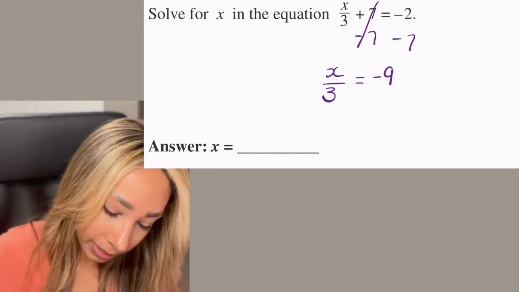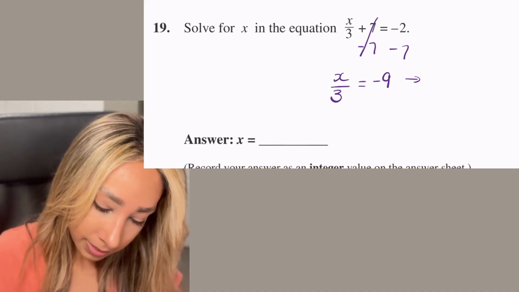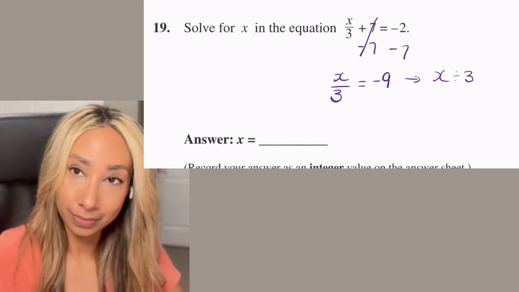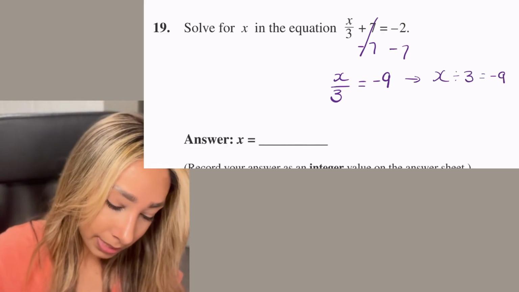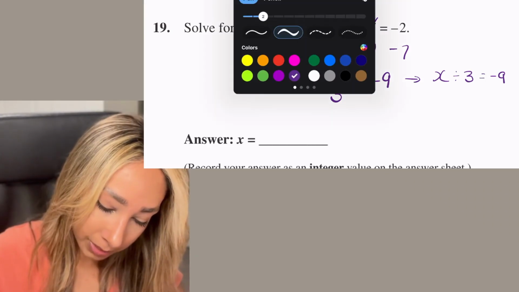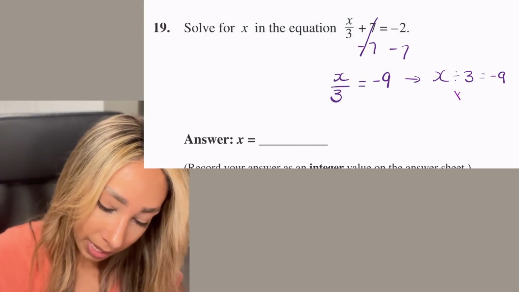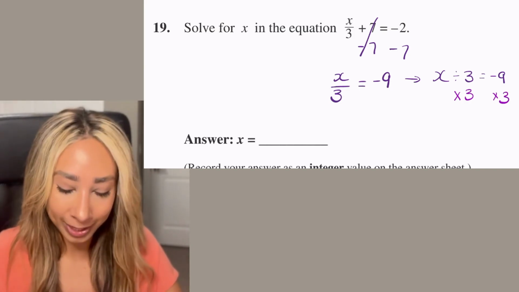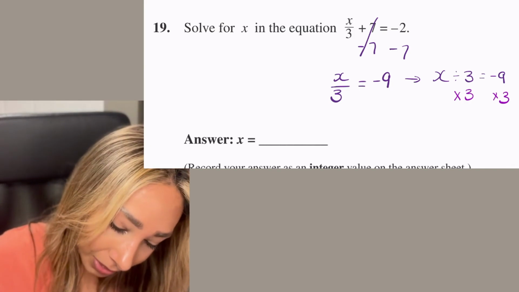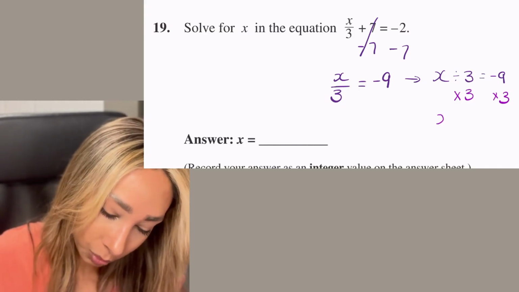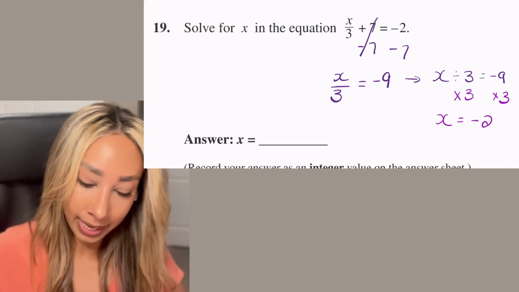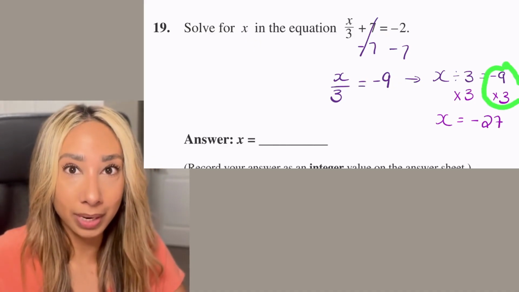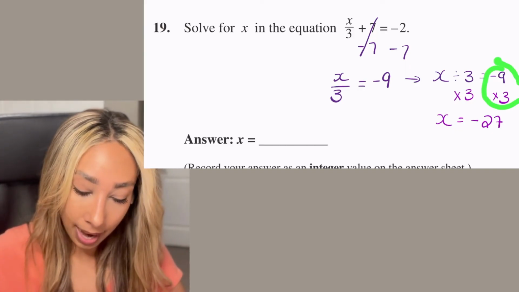The first way we can do it is x divided by 3 is equal to negative 9. Then what we're doing to get rid of it is we have to do opposite operations. We have to multiply by 3 on both sides, or I can recognize that something divided by 3 gives me 9. I have a pretty good idea of what that's going to be. So x is equal to negative 27. And again, the reason it's negative is because we are multiplying a negative by a positive. That answer is going to be negative.